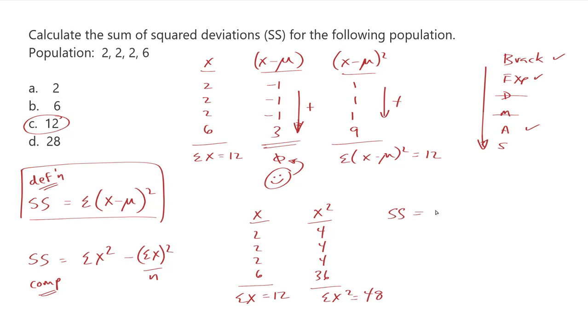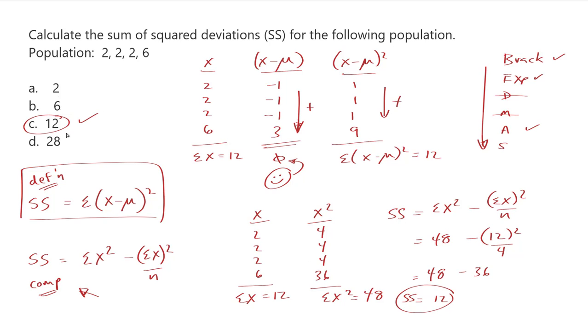My sum of squares is the sum of x squared minus the sum of x in brackets squared over n. I'm going to put in the 48, and then it's going to be 12 squared, and I had 4 values. 12 squared is 144, and 144 divided by 4 is 36, so this is going to be 48 minus 36. This gives me 12. So here is my sum of squares that I got using the computational formula.